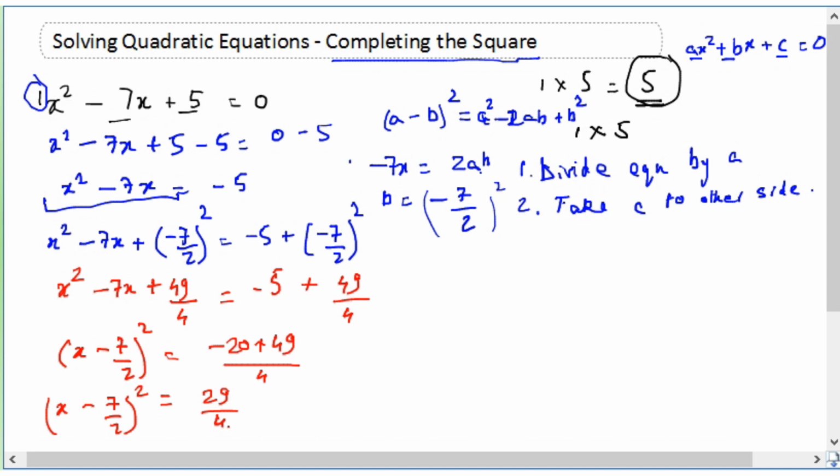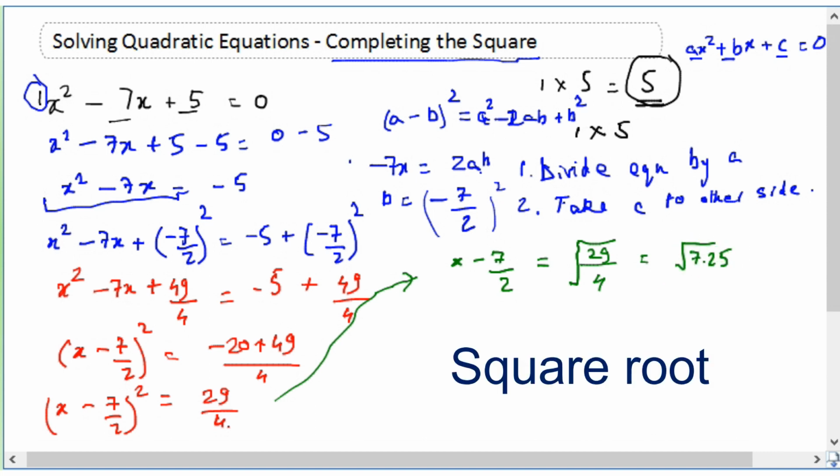Now if x minus 7 over 2 whole square is 29 over 4, then obviously taking square root of both sides of the equation, I'll continue to write here now. So x minus 7 over 2 gives us the square root of 29 over 4, or using the calculator I found out that 29 over 4 is 7.25. So we take the square root of 7.25, which gives us the answer as 2.69.